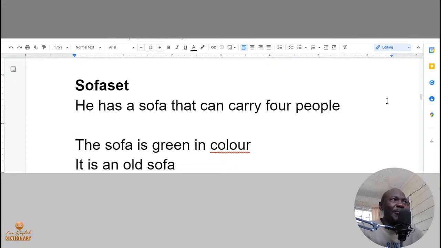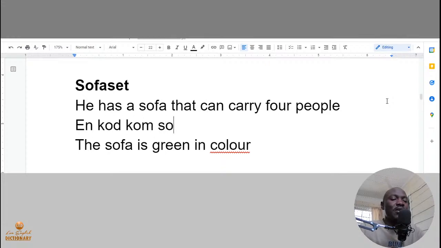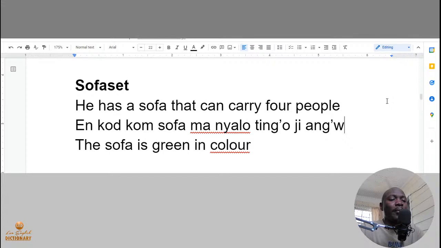So, sofa. And I want to do sentences with the sofa. The first one is, he has a sofa that can carry 4 people. What we used to say is just kom sofa. N kod kom sofa. Ma nyalo tingo ji angwen.